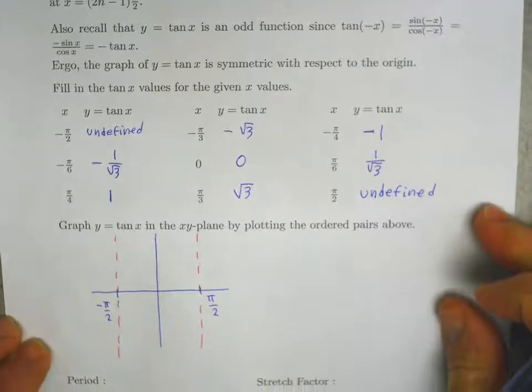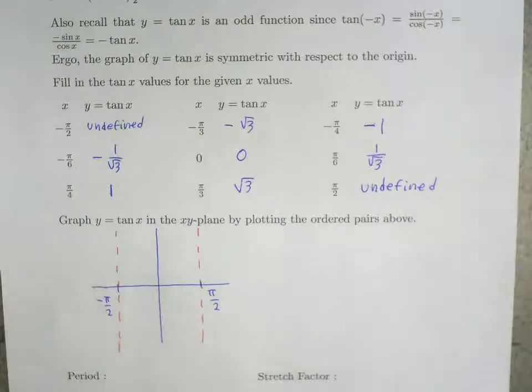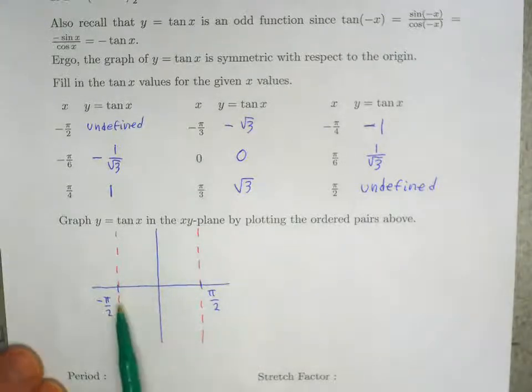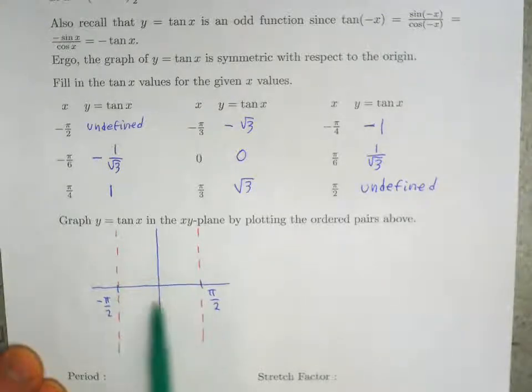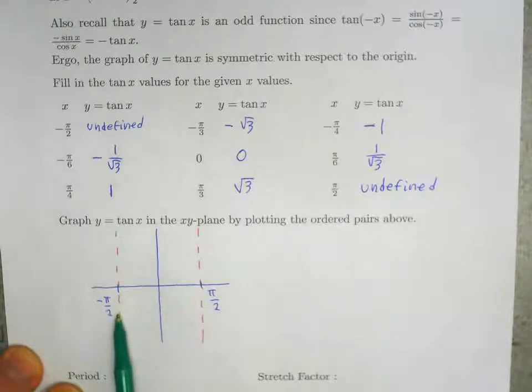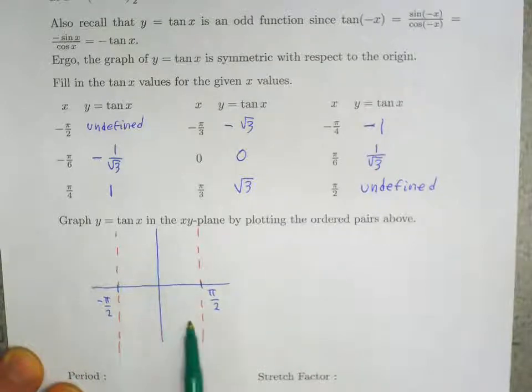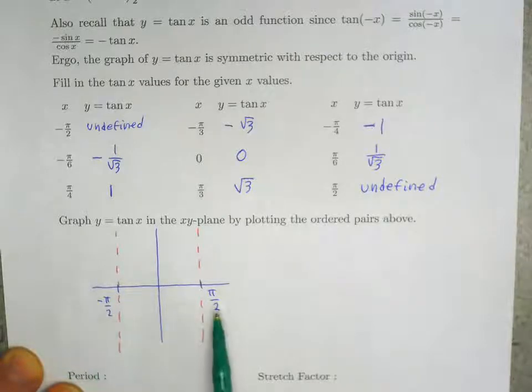So one strategy in graphing a tangent function is to divide the period into 4 parts. Notice that the period of this tangent function, y equals tangent of x, is pi, because from negative pi over 2 to pi over 2 is pi.